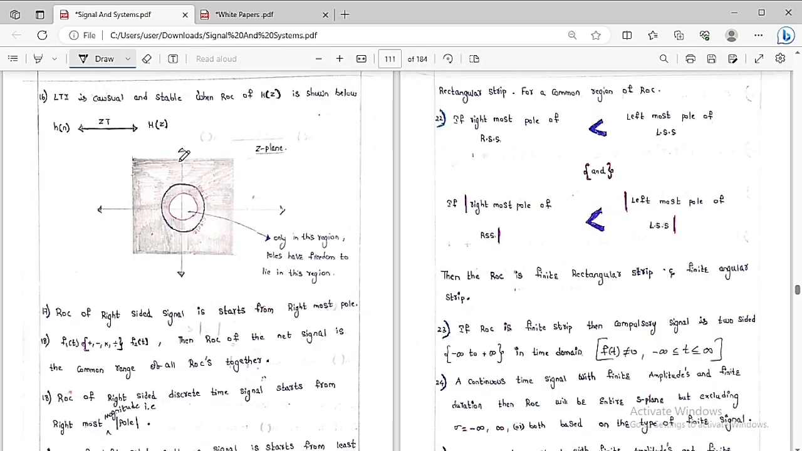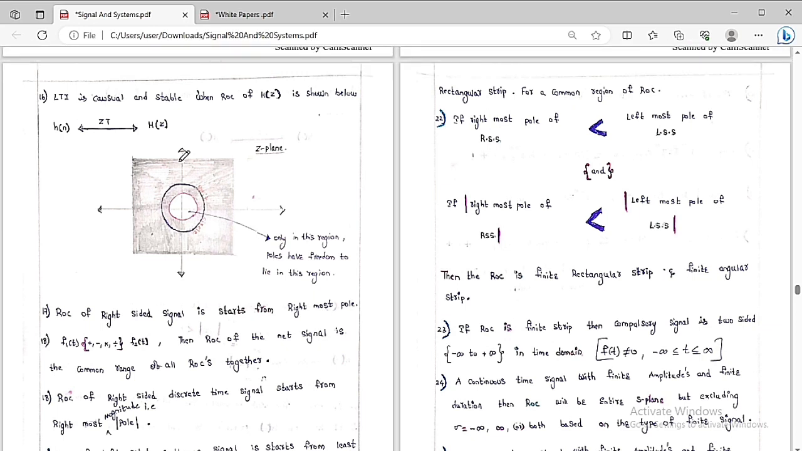Now we are going to discuss another point. Listen carefully. The LTI system is causal and stable when the ROC of the h of z is shown below. So basically, they are given an LTI system which is causal as well as stable. Then they are given the ROC of the H of Z, which is given below. So what is the meaning? We are going to discuss. This concept we have just discussed in the continuous time domain. Let's discuss it in the discrete time domain also.